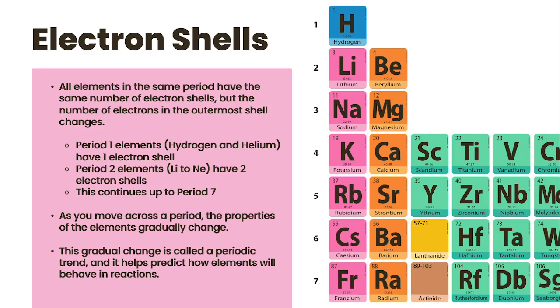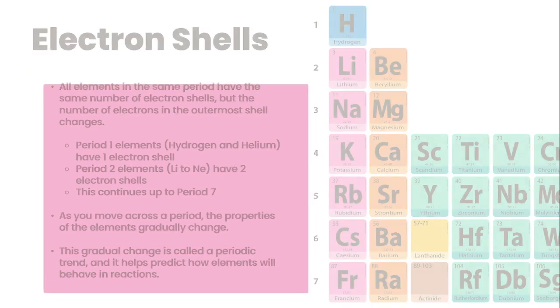Period 1 elements, hydrogen and helium, have 1 electron shell. Period 2 elements have 2 electron shells. This continues up to period 7. As you move across a period, the properties of the elements change gradually. This gradual change is called a periodic trend, and it helps predict how elements will behave in a reaction.